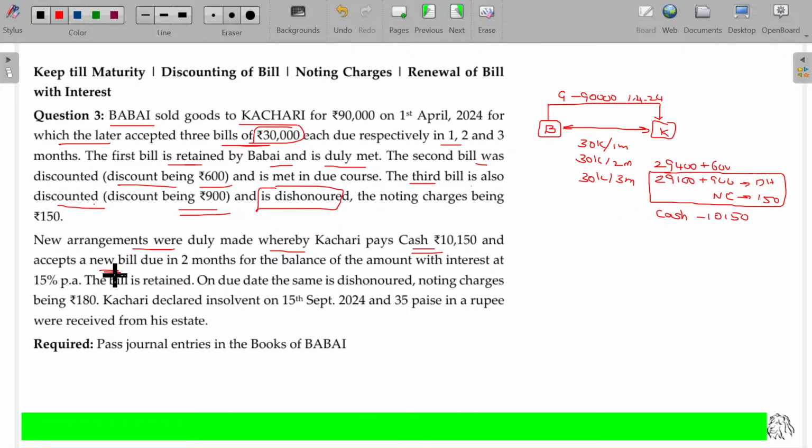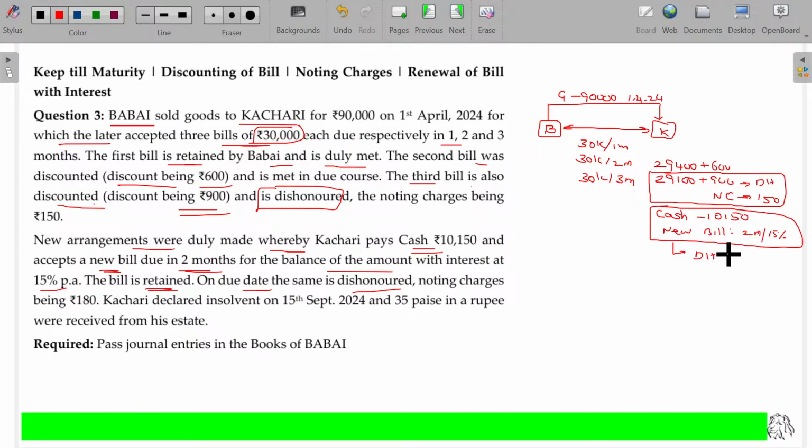And he accepts a new bill due in 2 months for the balance amount with interest at 15%. New bill for the balance with 15% interest, 2 months. The renewal bill has a maturity of 2 months. The bill is retained; this bill is not discounted or endorsed. On the due date, the same is dishonored, and this new bill is also dishonored.